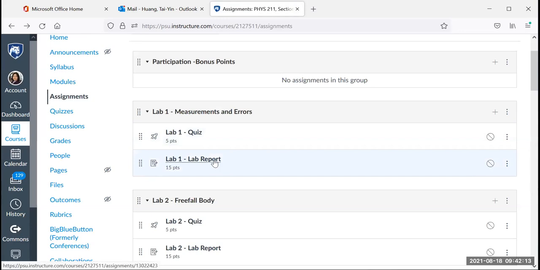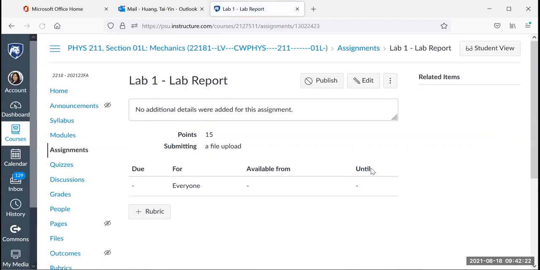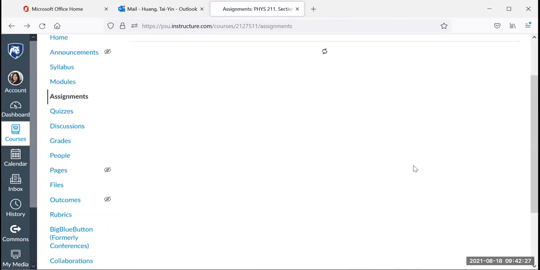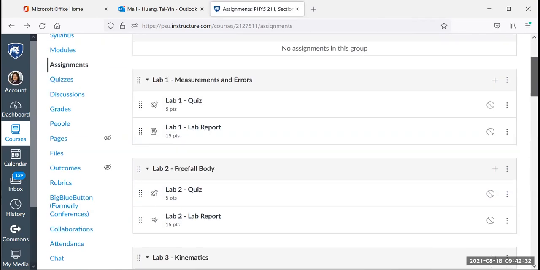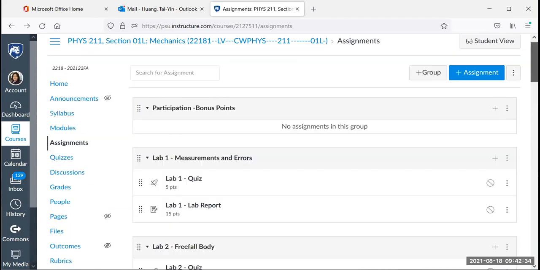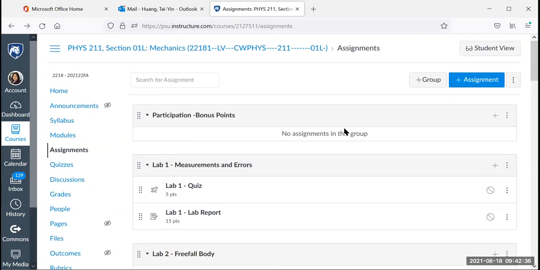And then for the report, you want to prepare your report in electronic format, and then save it as a PDF file. Once you have the PDF file, you click on that and you click submit, and then it will be entered in the system. Okay, so that's basically what you need to know. Then of course, I'm sure that you will have questions. We can discuss your questions either by email, or we can discuss them in the lab.